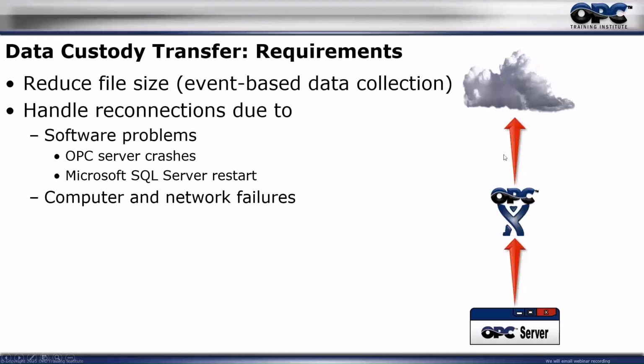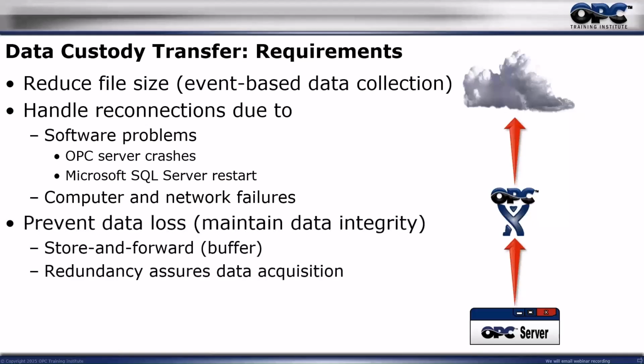We don't want to lose data. Maybe we lost a network connection for a while. We don't want to lose the data at all. So we have to be able to compensate for all this, store the data, and then forward it along. So we want to prevent data loss and maintain data integrity, as I talked about, store and forward. And of course, there's also redundancy. If you want to add that, OPC Expert already comes with the redundancy modules inside.